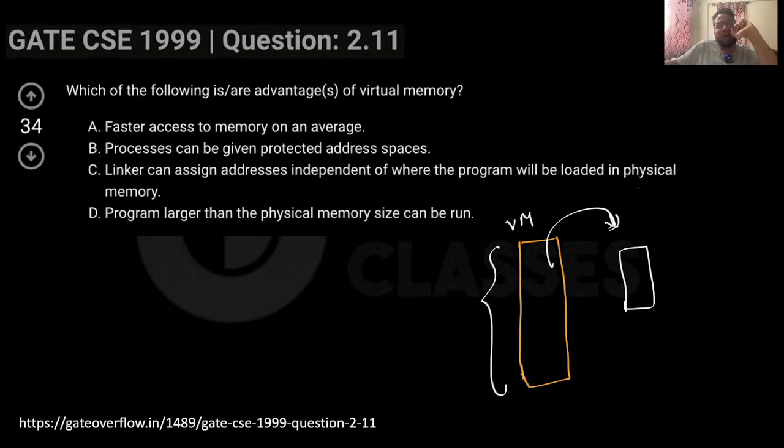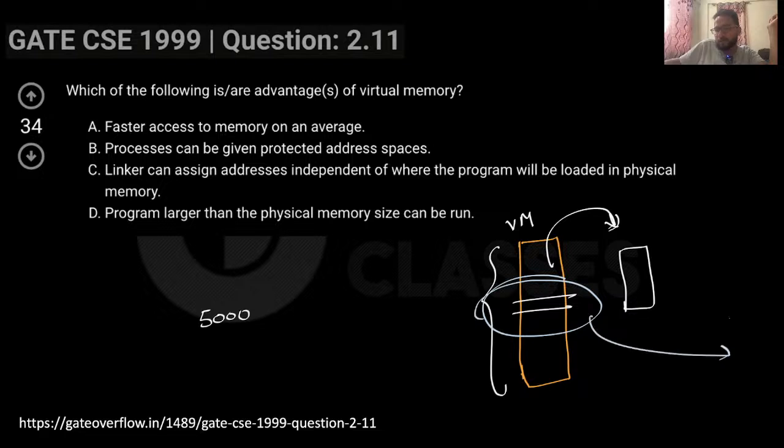So is this the faster access? I don't think so, right? If you are allowing it to store on the hard disk, and by chance you need to bring something, let's suppose the CPU is generating address 5000 and you are using paging, and this page is in the hard disk. Now in this case, I don't think it will be the faster access, right?